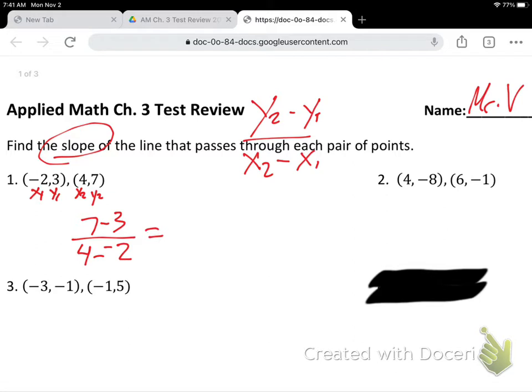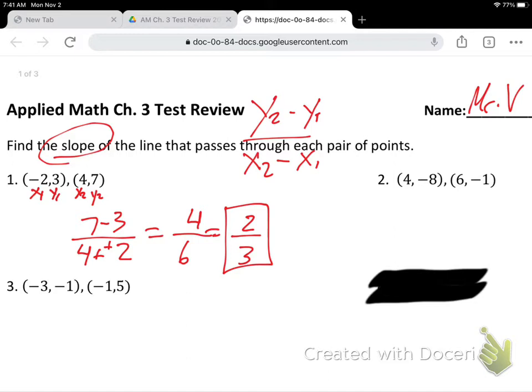So 7 minus 3 is 4. 4 minus a negative, so that means these would turn into plus signs, it would be 6. And then make sure, if you can, simplify and reduce. A number that goes into both of these would be 2. 2 goes into 4 2 times. 2 goes into 6 3 times. So your final answer should be 2/3.